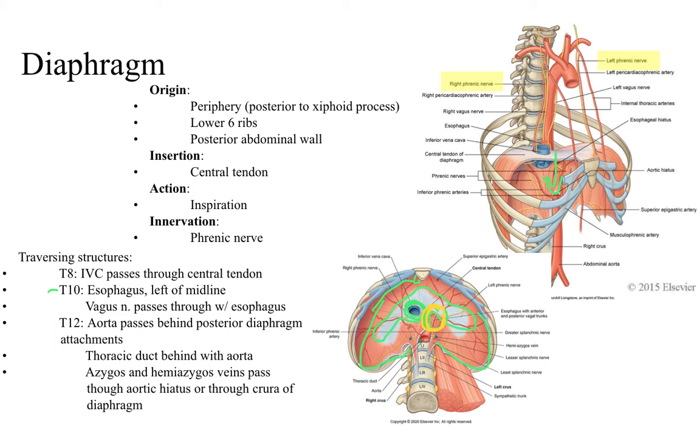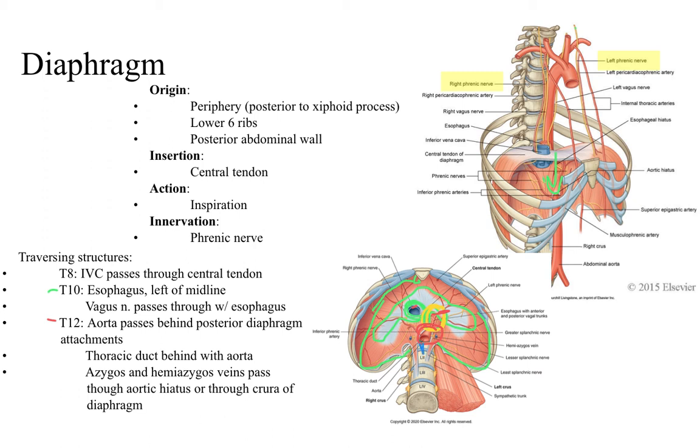And finally, the last one, at about the level of T12, the last thoracic vertebra, you see the aorta, or the descending aorta, passing through the diaphragm on the most posterior side, between the diaphragm and the vertebrae themselves. So the aorta would be the most posterior, the esophagus would be in the middle, and then the inferior vena cava would be the most anterior. So that would be the order they run in.